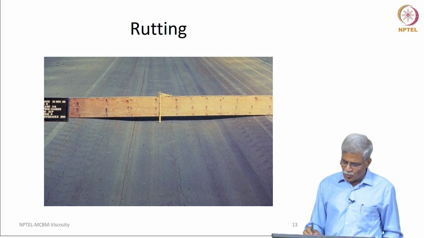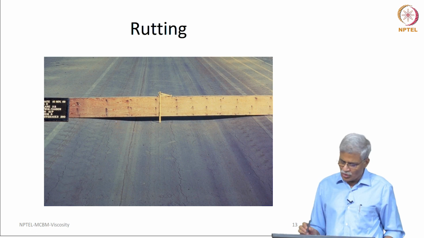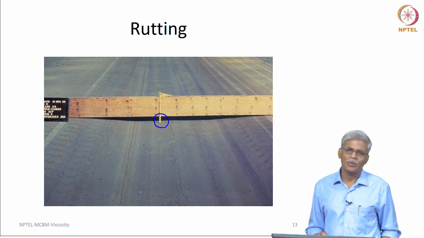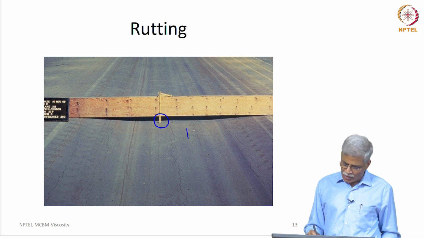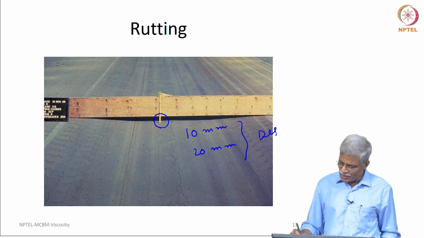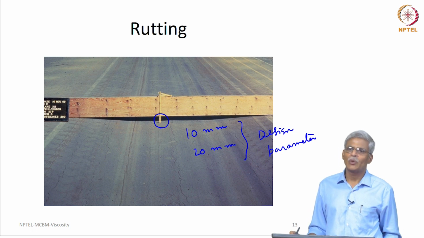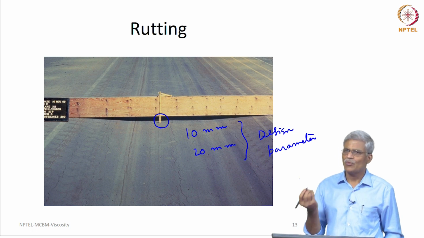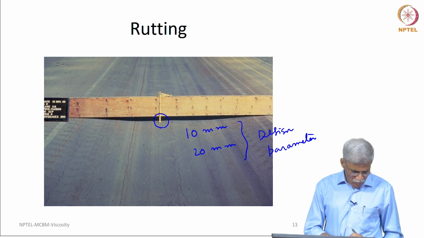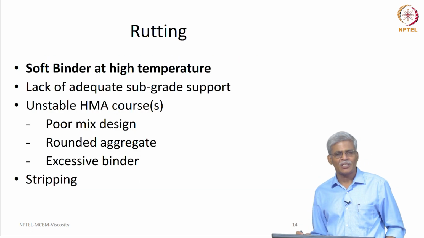You can actually see, when you place a straight edge across the wheel path, how much the dip is, and depending on the country where we live, this is considered either 10 mm or 20 mm as the design parameter. So, if this value exceeds 20 mm, you are going to say that your pavement has functionally failed.